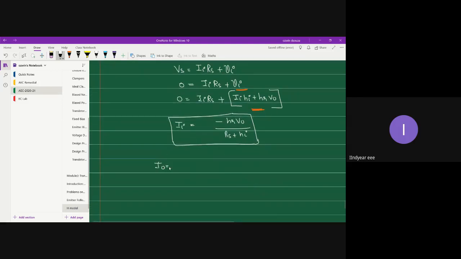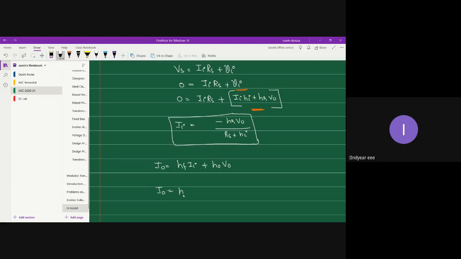Also, I have my output current I naught. So I naught is HFII plus H naught V naught. In place of input current, because to take out Z naught, I need ultimately the ratio of V naught by I naught. So I don't want this II. That's the reason I'm substituting.